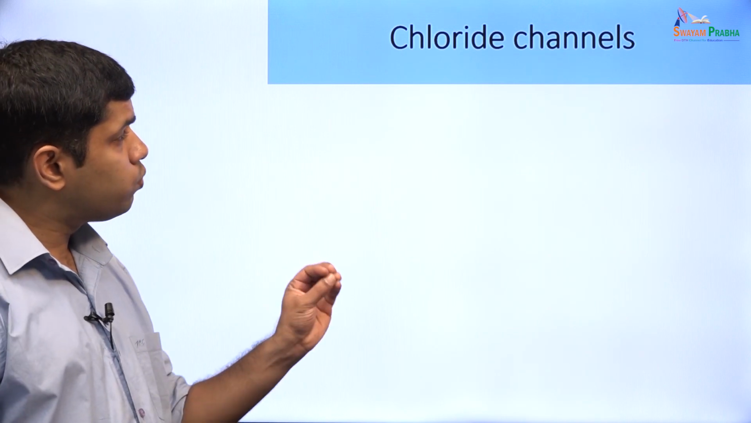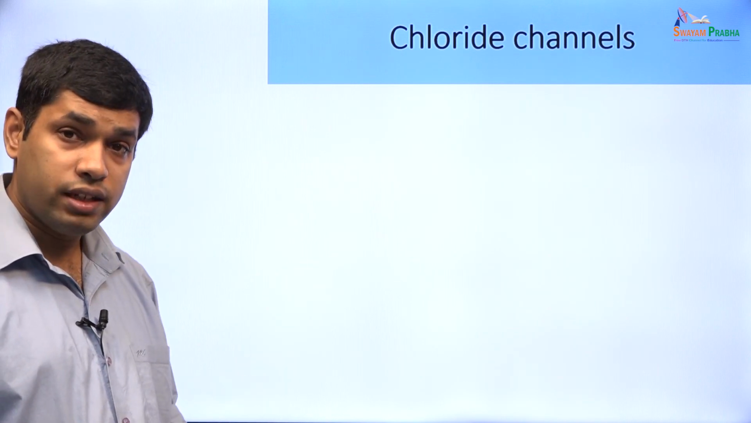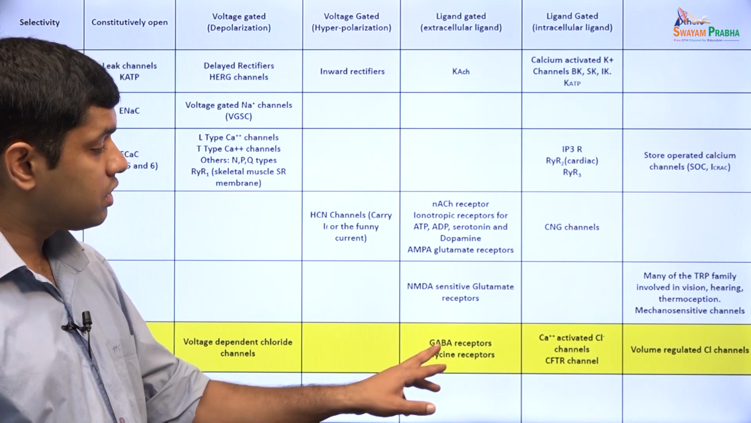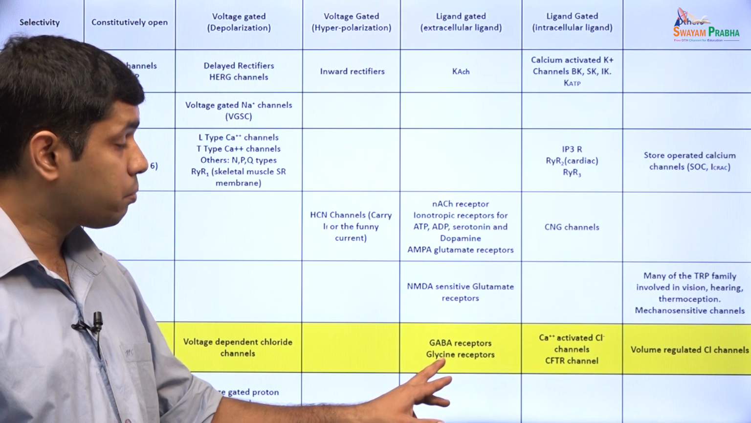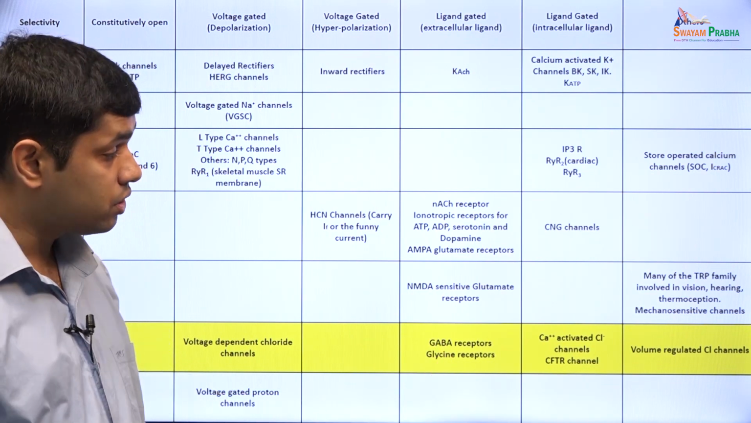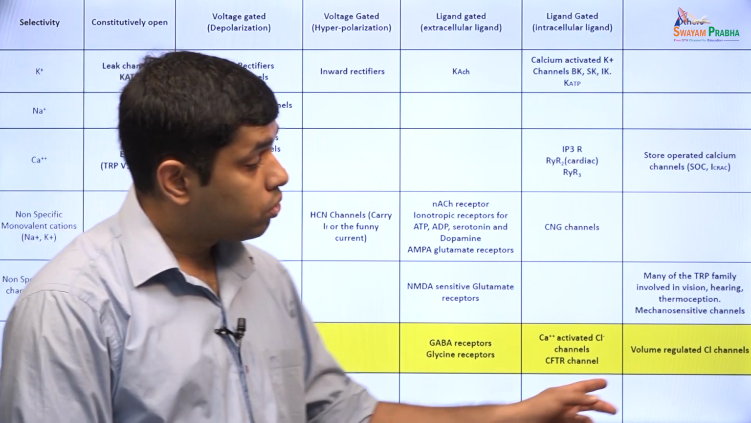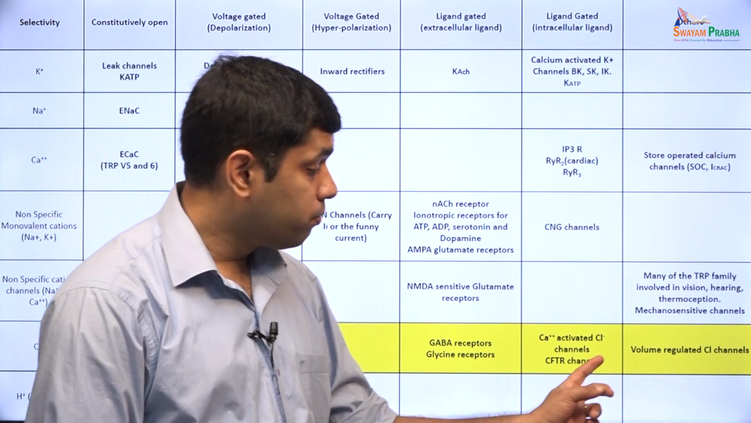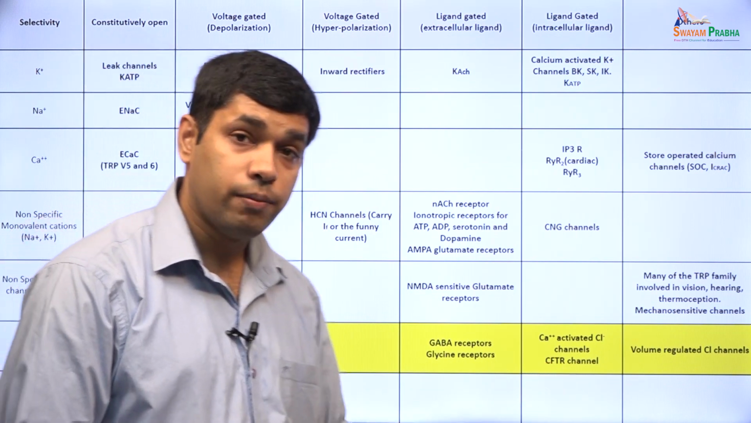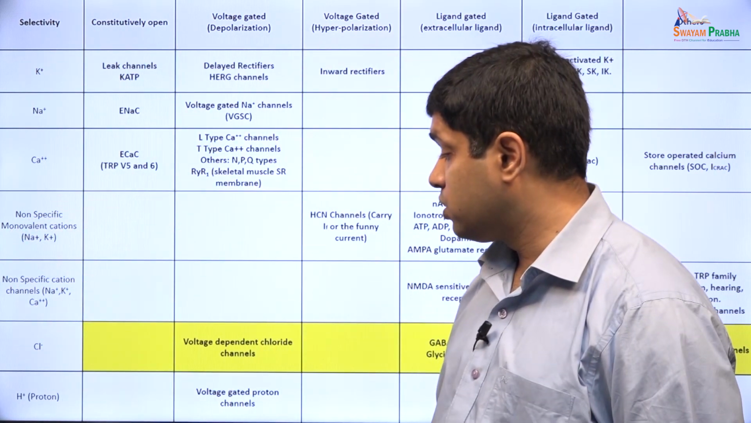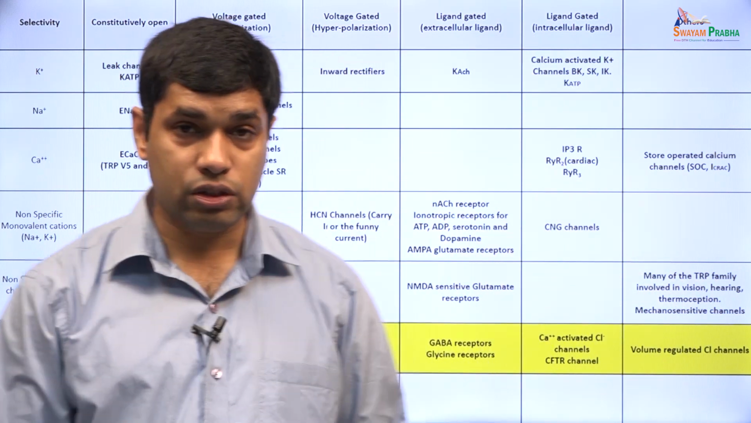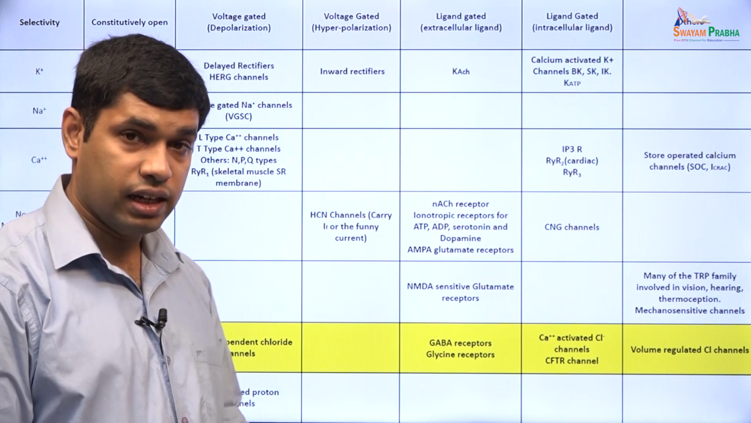We will discuss a little bit about the chloride channels. When you look at the different chloride channels, we will discuss the GABA and glycine receptors. GABA and glycine are both inhibitory neurotransmitters. There are also chloride channels which help regulate volume, and chloride channels which are implicated in cystic fibrosis, the CFTR channel. We have chloride channels which are voltage-dependent, but we will talk a little bit about the GABA as well as the glycine receptors.